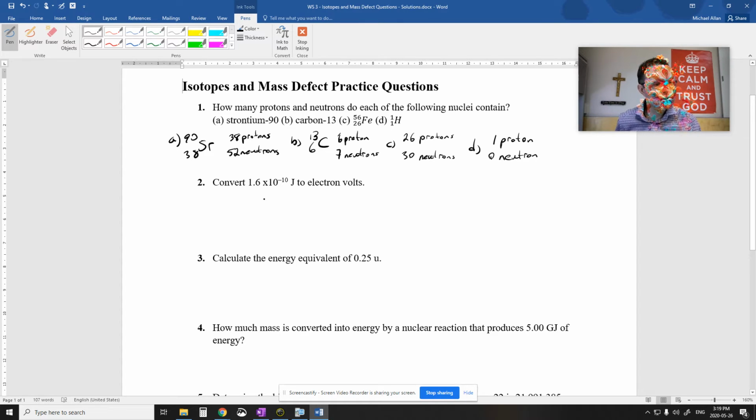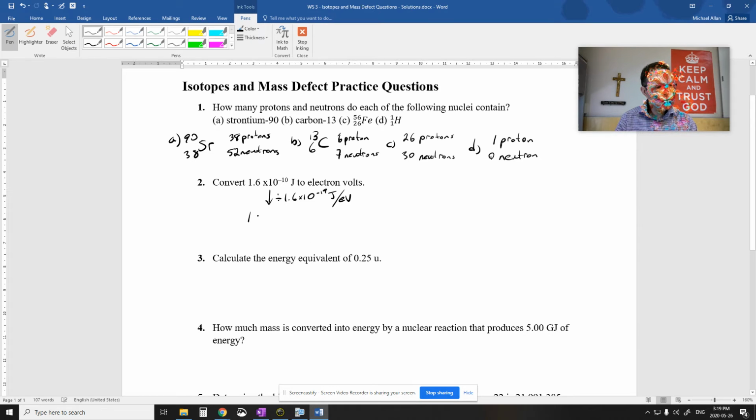Can I convert this energy into electron volts? I sure can. I can take this number and divide it by 1.6 times 10 to the negative 19 joules per electron volt. I'm going to get a pretty big number here. That's fine. 1.6 times 10 to the negative 10 divided by 1.6 times 10 to the negative 19. Okay, so I get 1.